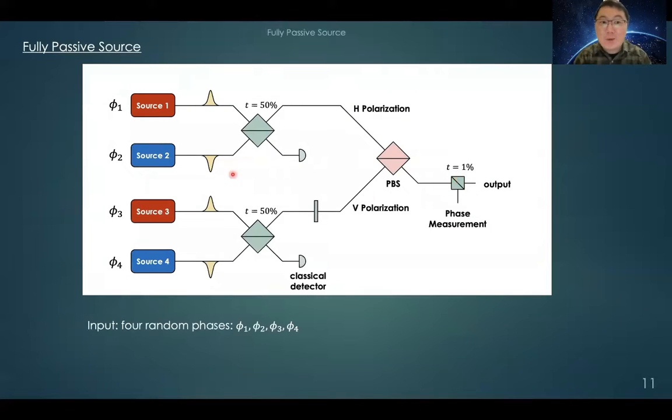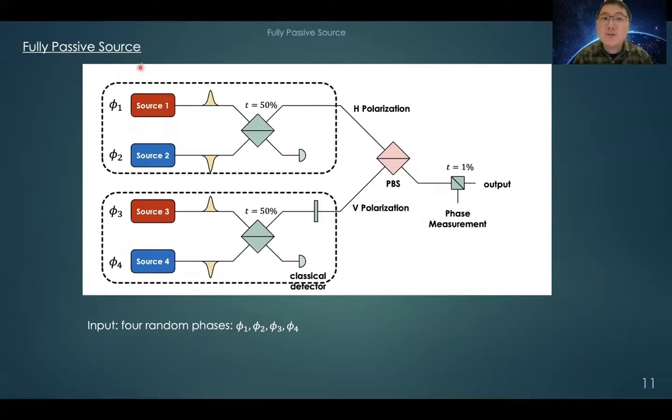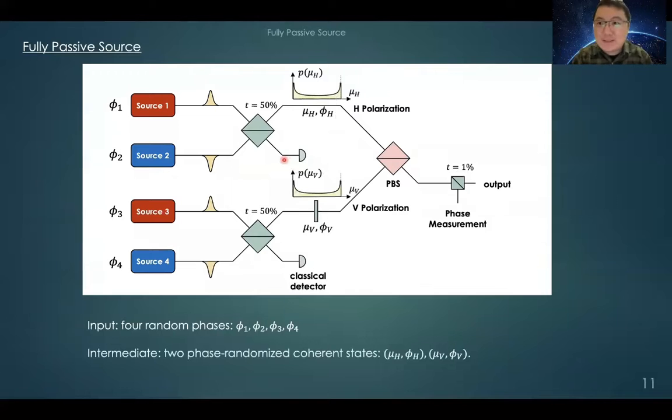So let us first introduce our setup of the source. The source looks like this. We have 4 independent lasers, and each one of them has a random phase, phi 1 through phi 4. The first 2 lasers with H polarization are interfering kind of like a passive decoy setup. And of course, the bottom 2 lasers are also interfering in a passive decoy setup as well. As we learned from the passive decoy, the output from the interference of 2 random phase lasers would be this U-shaped distribution for the mu. So it would output this random mu H and also a random phase phi H. Similarly, the V arm would interfere and output a random mu V and also a random phi V. And those 2 random intensities and random phases would be combined at the PBS into the output.